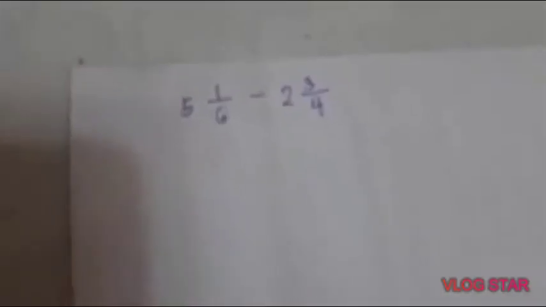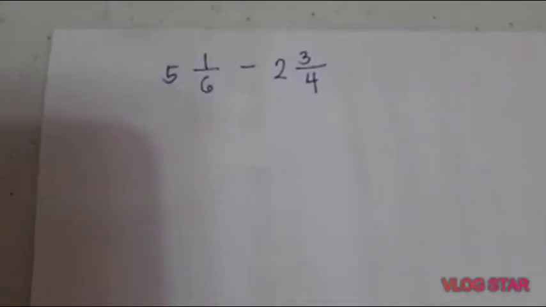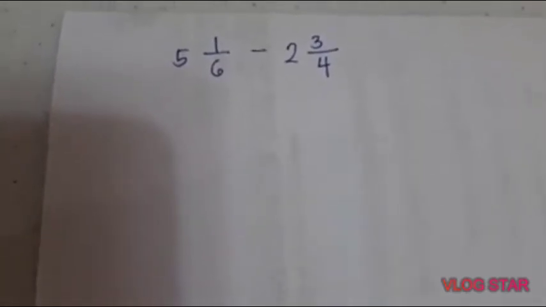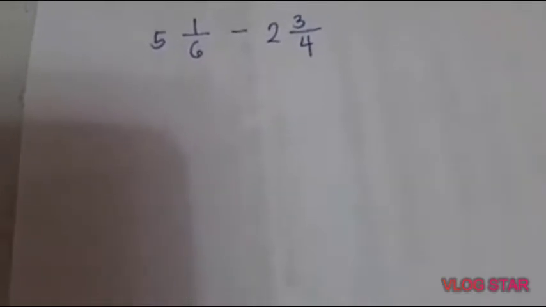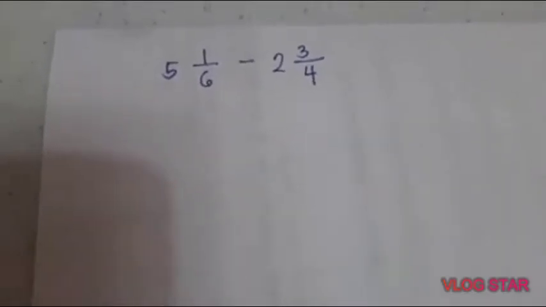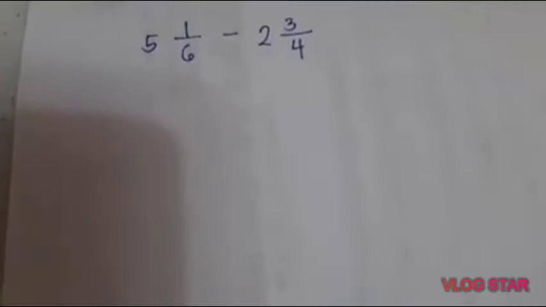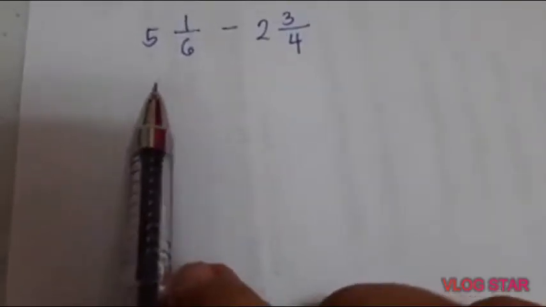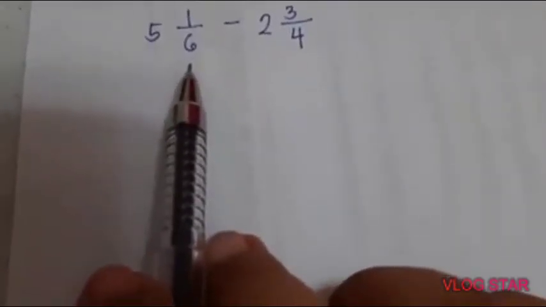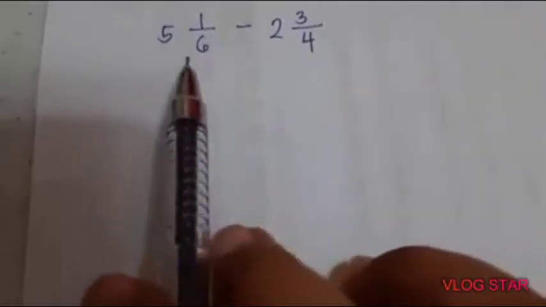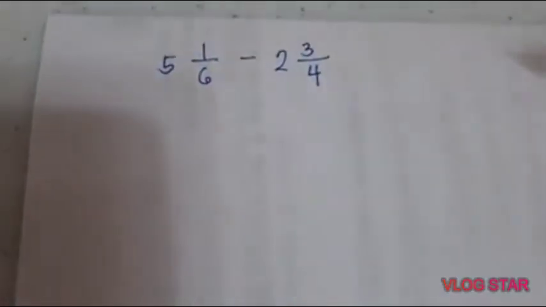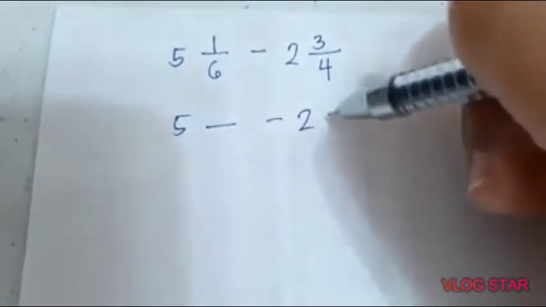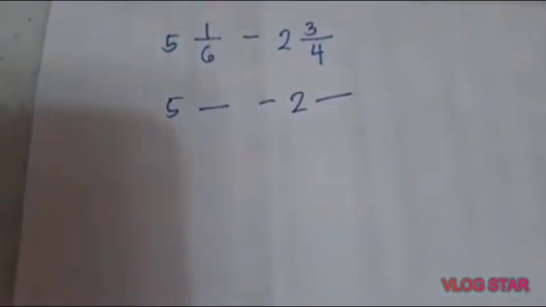How about if we are subtracting fractions or mixed numbers like this, 5 and 1/6 minus 2 and 3/4. When you are subtracting fractions, you have to examine first the denominators. They are different denominators, so we need to convert them to similar fractions. Copy the whole number again. Then prepare for the finding of LCD.